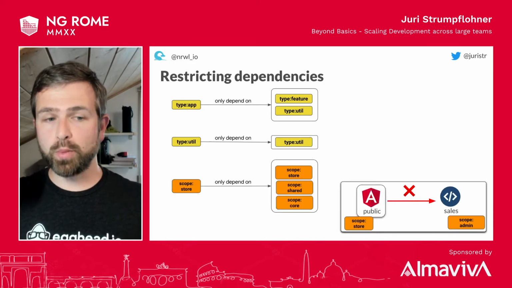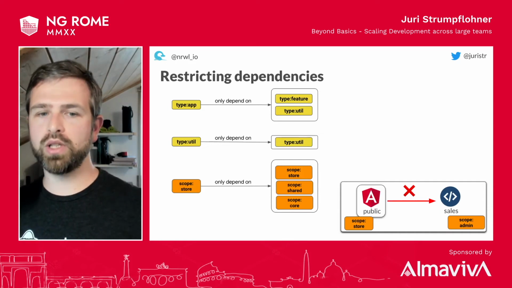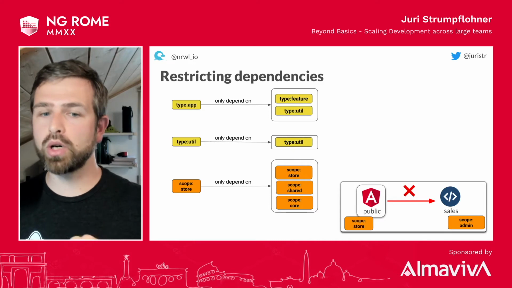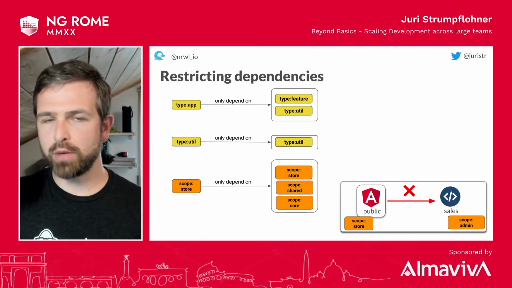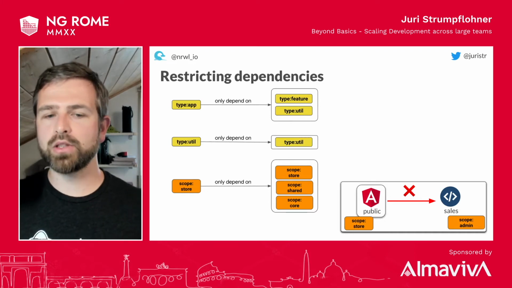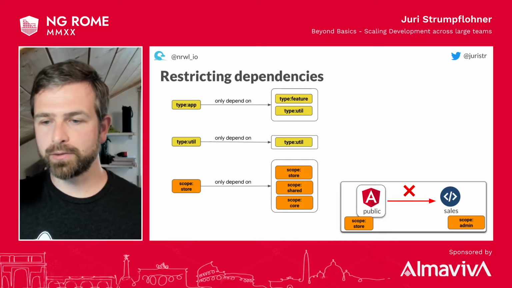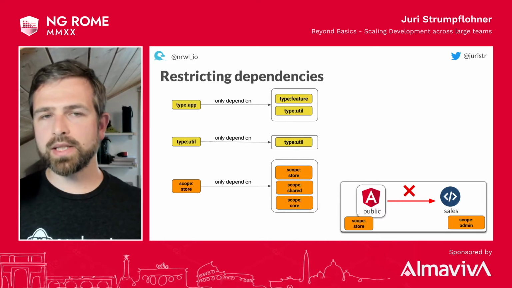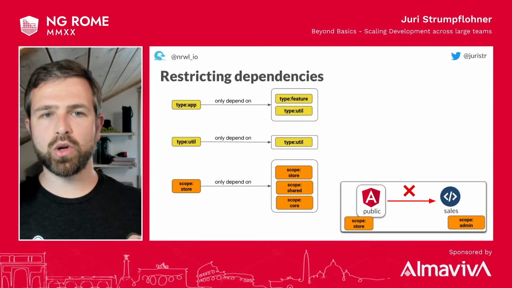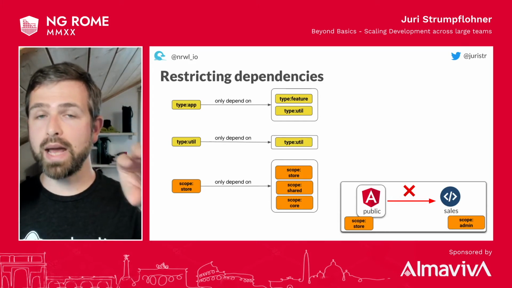So the feature depends on the actual utility library. And then also the scope can be very similar. So in this case, I say the scope store can only depend on other libraries that have the scope store, or obviously scope share, because it might be shared between store and the admin part in our example, and scope core, because those are my infrastructure parts which I might need, for instance authentication, logging, whatever I have in my project. And so this is basically to segment my workspace, because I might not want someone to reach into the admin part from my public facing library.